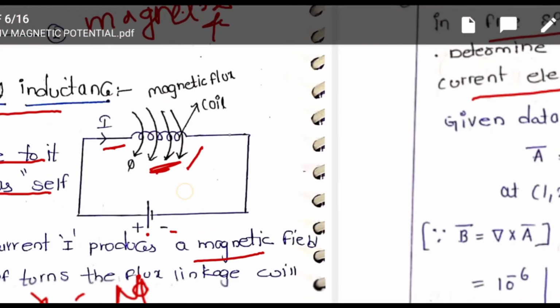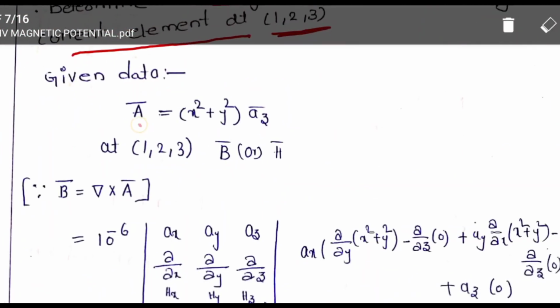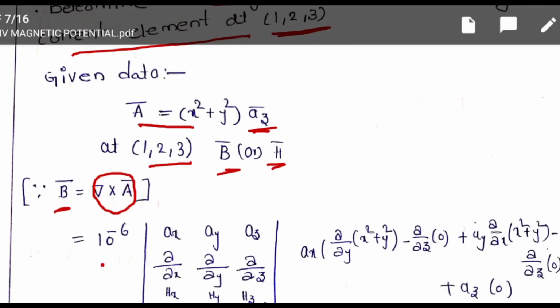From the given data, the vector magnetic potential is given by A bar equal to x square plus y square in the AZ direction. At 1, 2, 3, what is B bar or H bar? That we have to calculate. B bar equal to del cross A. The curl of vector magnetic potential gives flux density. We are substituting the curl of that.